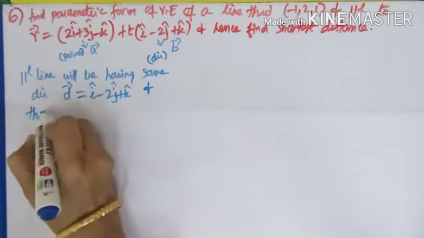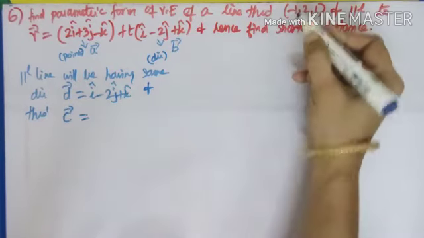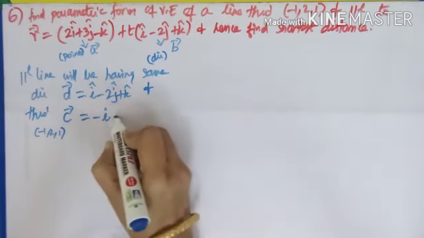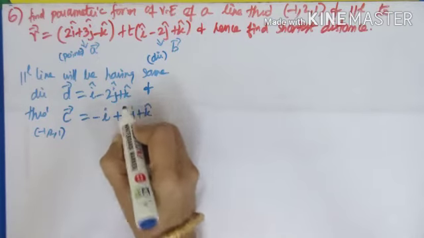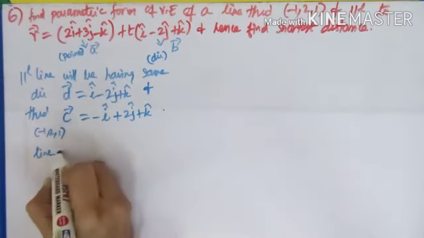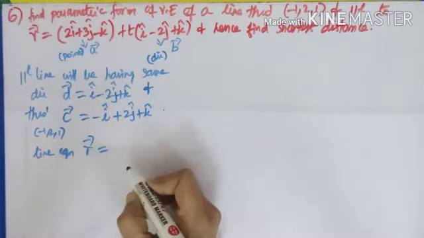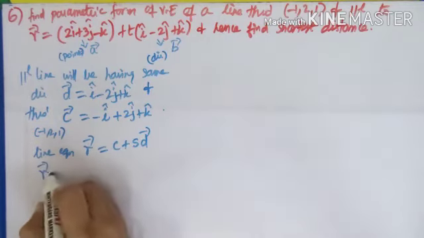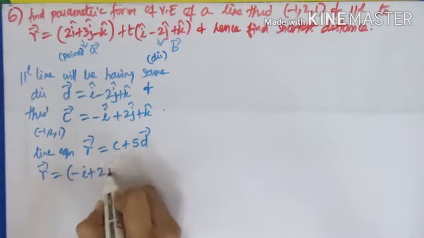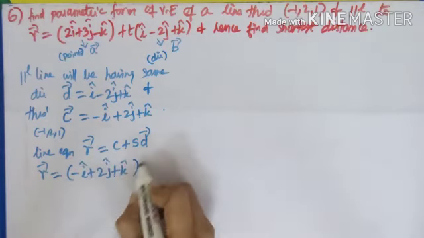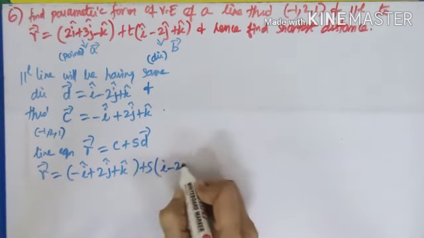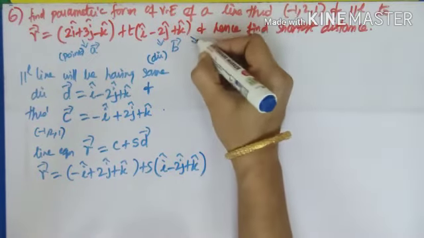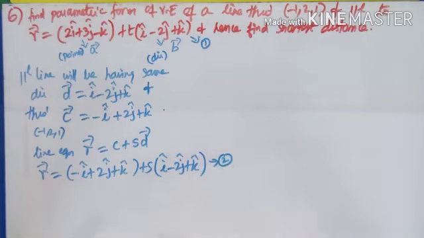And what is the point given to us? The point is minus 1, 2, 1. So put i, j, k and write it as minus i plus 2j plus k. So what would be the line equation? It is R vector equals C plus S into D vector. Or I will say C is minus i plus 2j plus k, plus S into D vector, which is i minus 2j plus k. Now we have the first equation and we have the second equation.